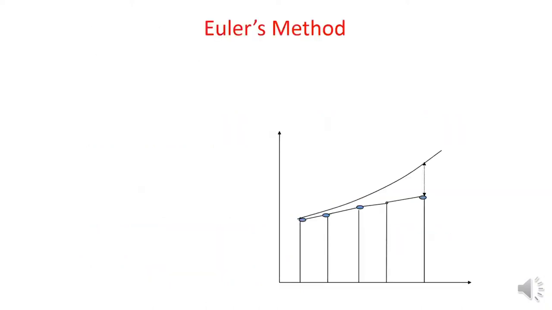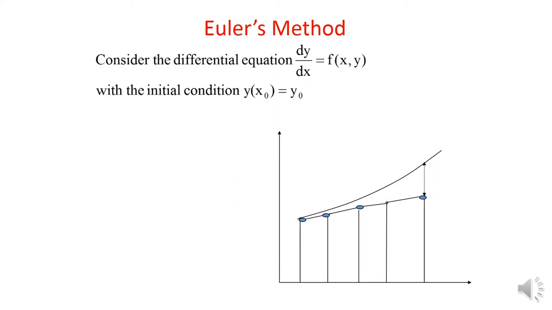As we know, there are many numerical methods to solve ODEs. In this video I would like to discuss Euler's method. So what is the objective of Euler's method? We have to find the solution of the ordinary differential equation dy upon dx is equal to f(x, y), and the initial condition is given to us, y at x0 is equal to y0. So what will we do? We will find successive values of y, and these are the approximate values.